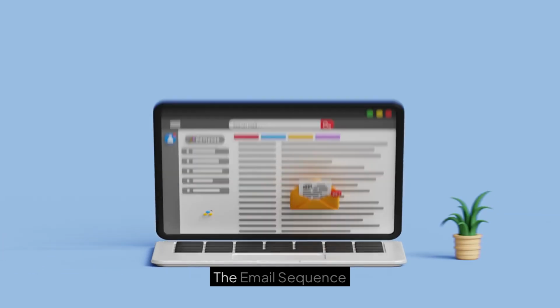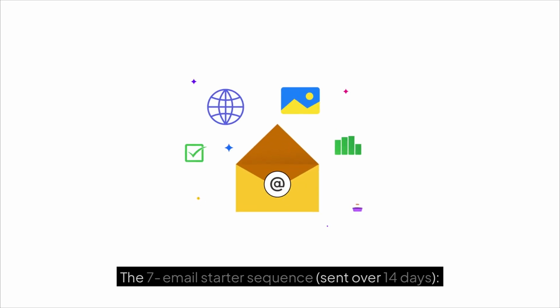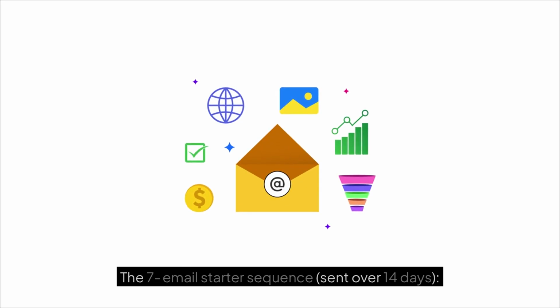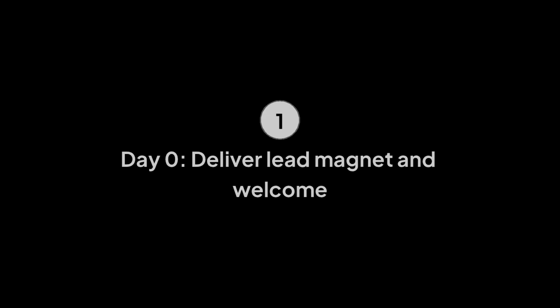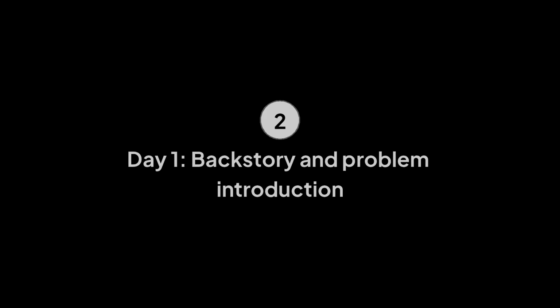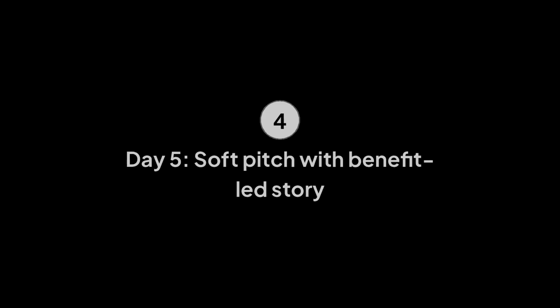The email sequence. The 7-email starter sequence, sent over 14 days. Day 0. Deliver the lead magnet plus welcome. Day 1. Backstory. Why your avatar exists, what problem you solve. Day 3. Value email. Teach 1 specific tactic, no offer. Day 5. Soft pitch. Introduce your main offer with a benefit-led story.